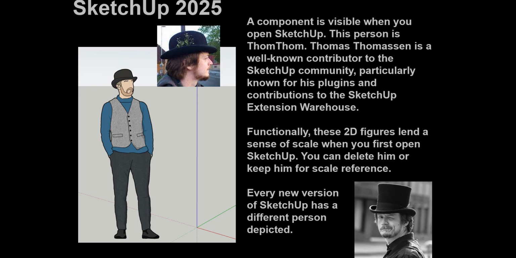They're there to show scale because you're drawing things, and when you draw things, you're drawing them full size. And so the scale will tell you if it's a big thing or small thing and give you some reference. And every version has a different person. They usually alternate between males and females, and they switch back and forth year to year.